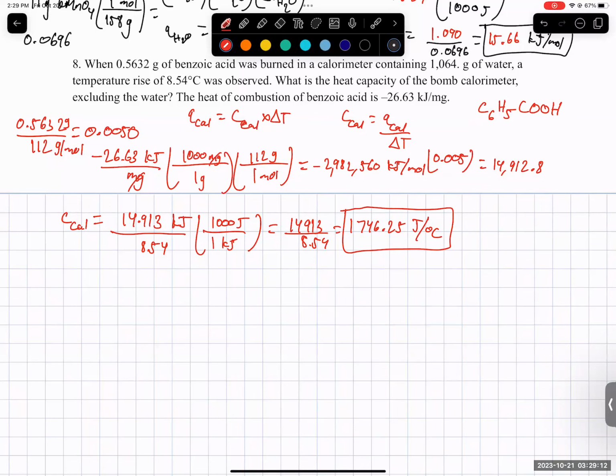And you just use negative Q solid equals Q water plus Q cal. Solve for C cal from Q cal. Thing is, there's a problem with that because it says the heat capacity excluding the water. But really, the water is zero, so you'd be doing all that work for no reason.